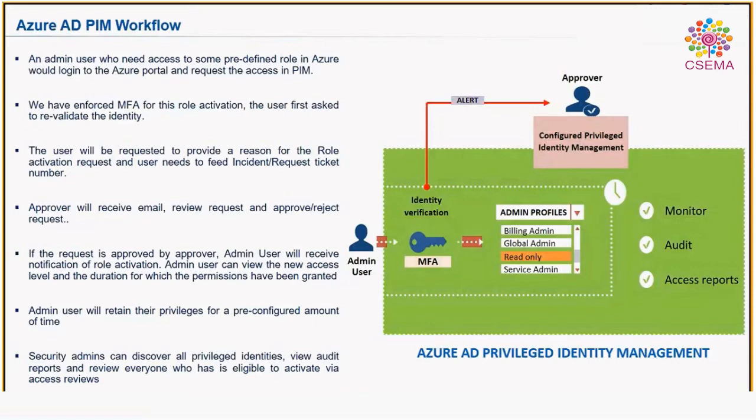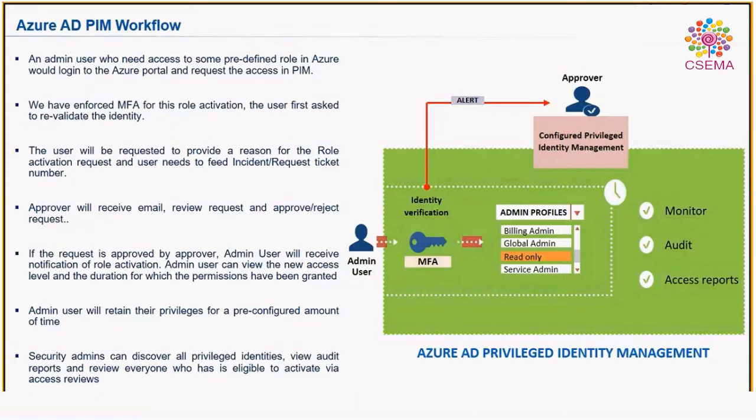Admin user can view new access level and the duration for which the permissions have been granted. So admin user will retain their privileges for a pre-configured amount of time. When you say pre-configured, when I'm configuring the global administration role, I will set some amount of time, let's say 4 hours, 6 hours, 24 hours. So during that period, the admin will be able to perform the activities, right?